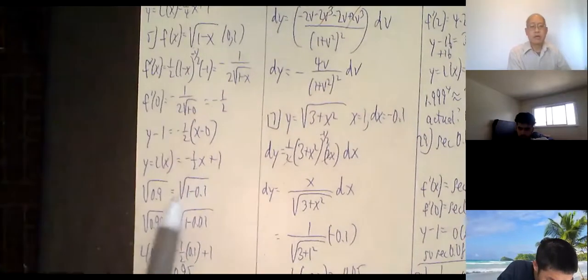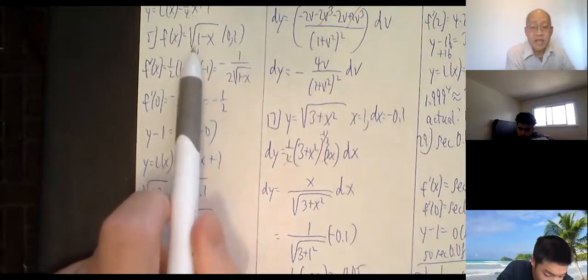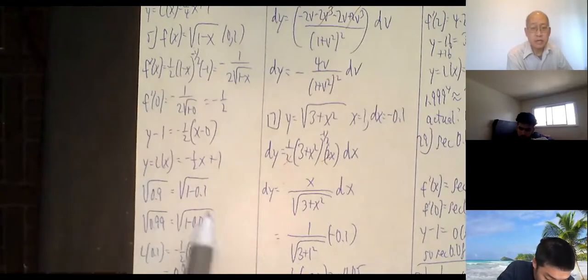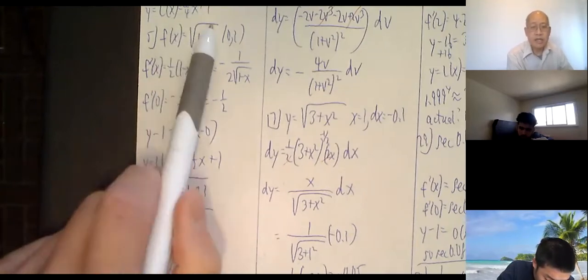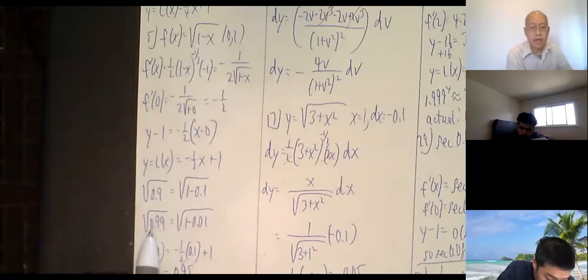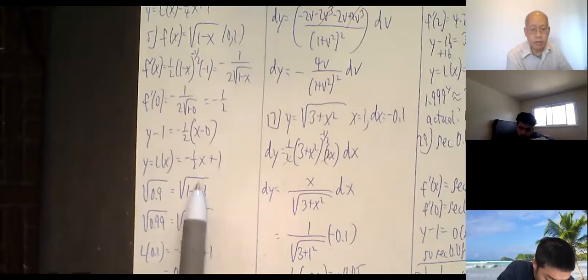So one more time, the square root of 0.9, that's 1 minus 0.1, so I'm going to plug in 0.1 right here. Likewise, how do I get the stuff underneath the radical to be 0.99? I would go 1 minus 0.01. So I would plug in 0.01 right here.